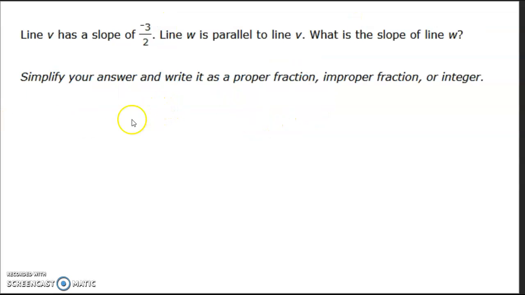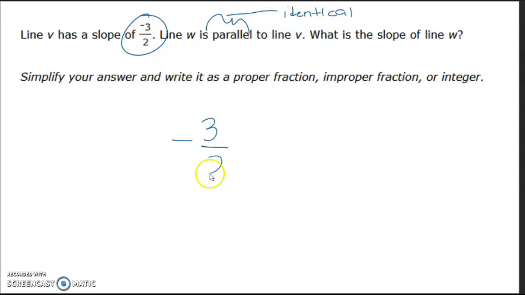Last one. Line V has a slope of negative 3 over 2. Line W is parallel to line V. So what's the slope of line W? Well, to be parallel, they have to have identical, the same exact slopes. So if it's asking for the slope of line W, it's going to be identical to the one it gave us. So it'd just be negative 3 over 2. Just identical. It's just testing your ability to know what parallel means.